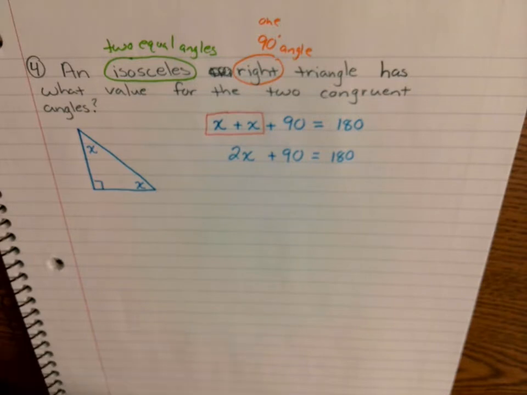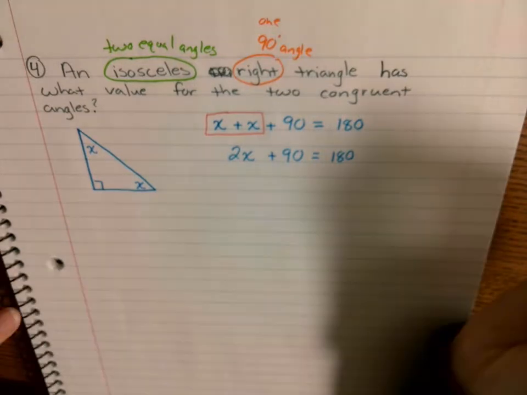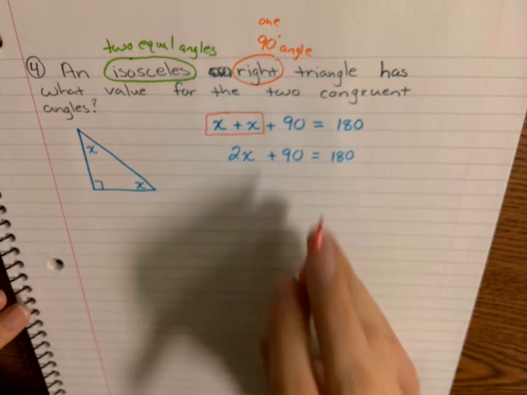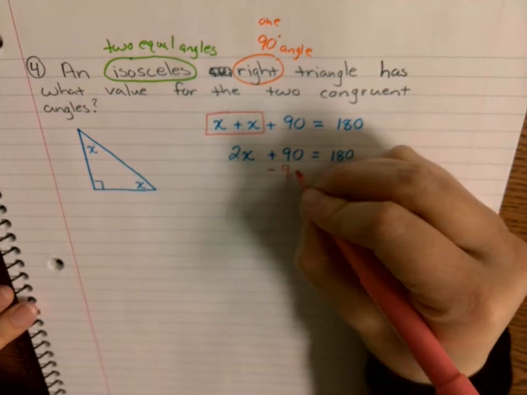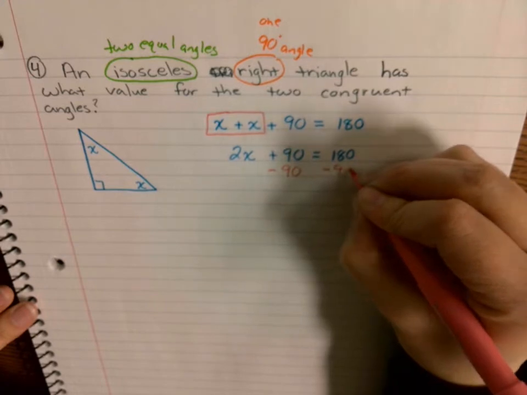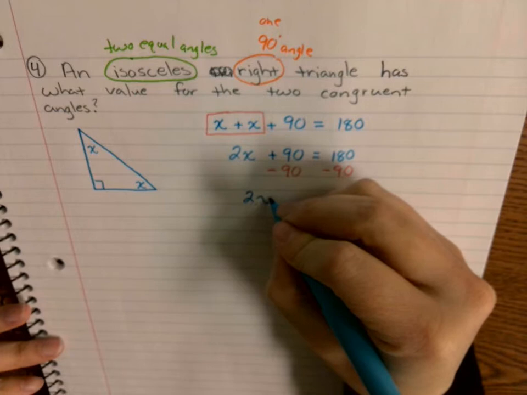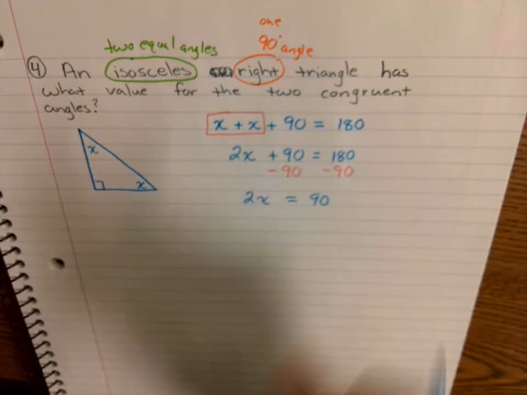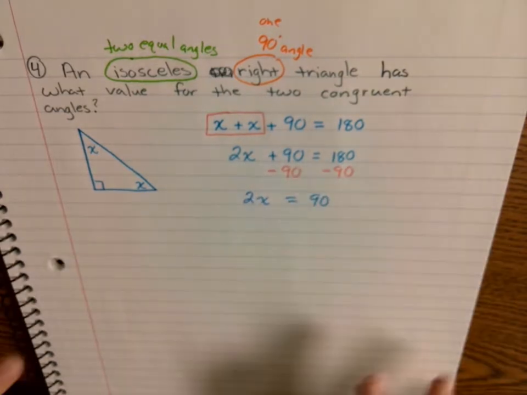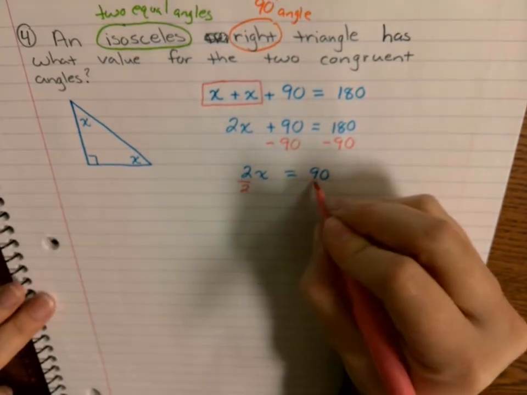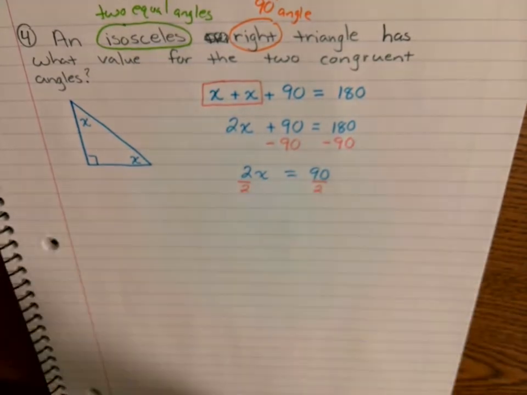So then we're just going to solve. What are we going to do first to solve? Subtract 90. Very good, Mario. We're going to subtract 90 from both sides first. That's going to leave us with 2x is now equal to 90. What's our last step? Divide. Good. We're going to divide both sides by 2. And we'll get x is equal to 45.